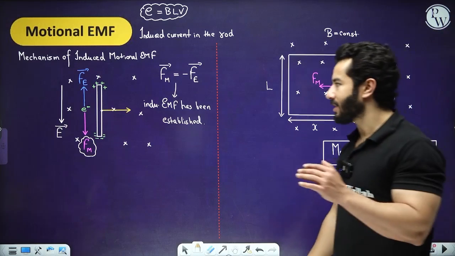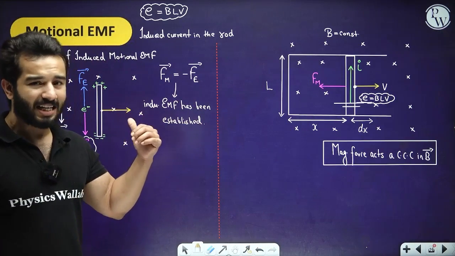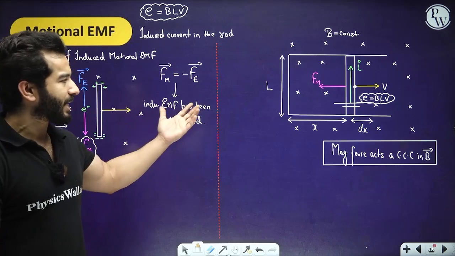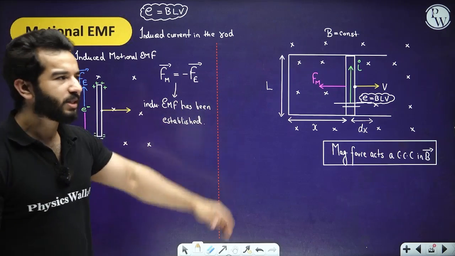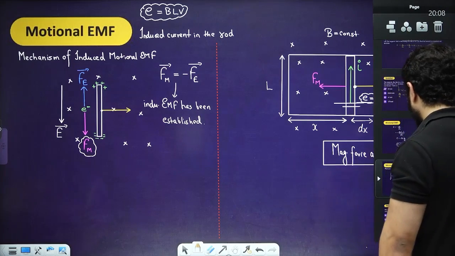Hopefully everything is clear with this concept. I have explained all the things, why magnetic force will act in that direction. Because it will try to resist the motion. Now after this, there is one specific case for motional EMF, that is rotational EMF.